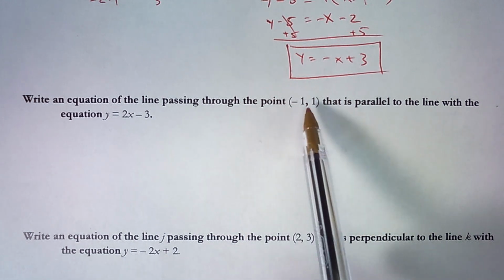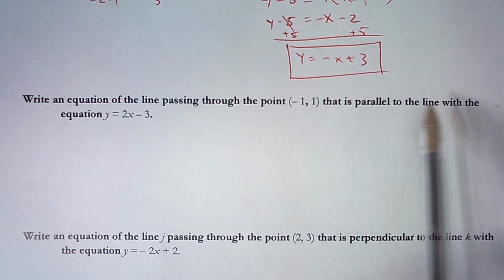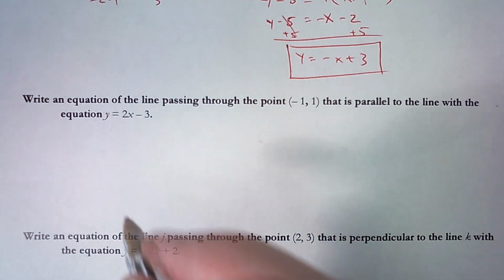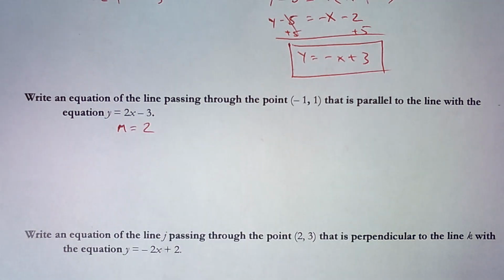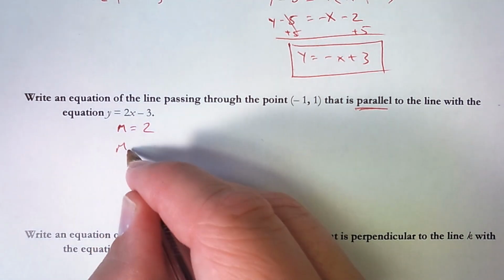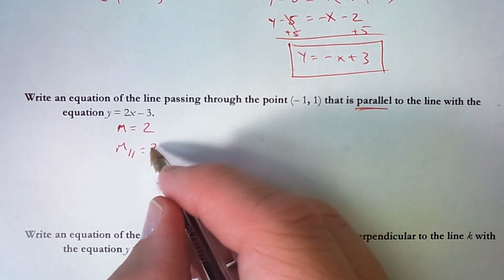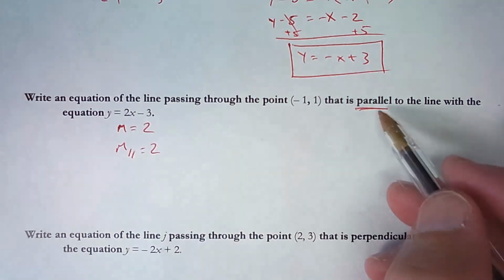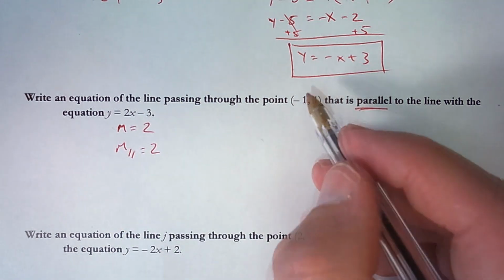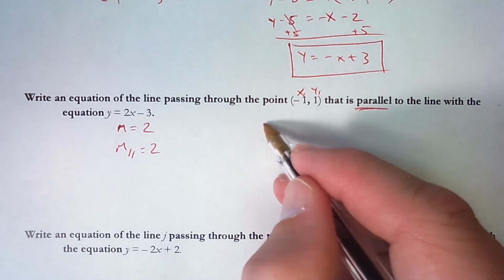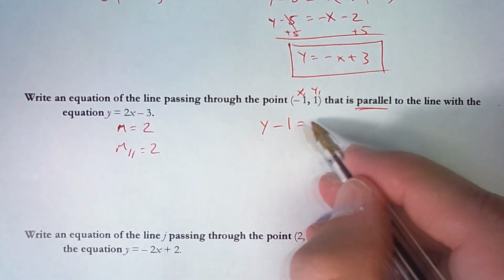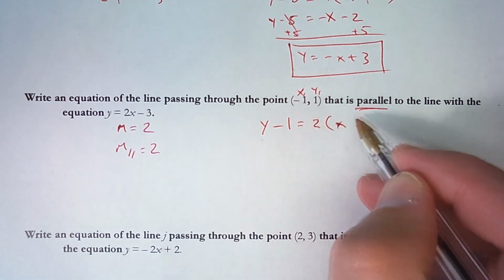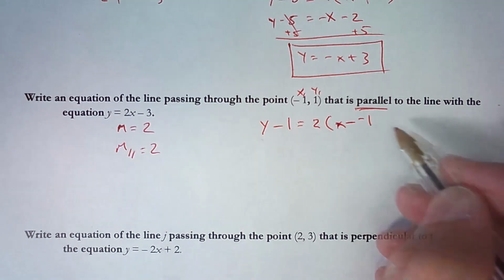Write an equation of a line passing through this point and parallel to a line with this equation. So in this equation, the slope is 2. I need to write an equation of a line that's parallel. So the slope of a parallel line is 2. Okay, they have the same slope if they're going to be parallel. So here's my x1, y1. I have y minus y1 equals m times x minus x1.